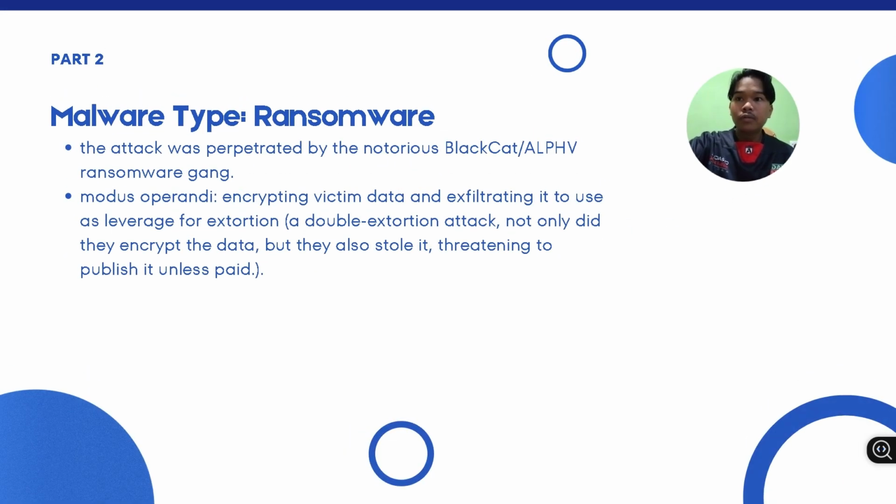The type of malware involved in this incident was ransomware, specifically from a ransomware group whose attack followed a double-extortion approach instead of only encrypting the victim's data. The attacker also stole the data first, and then used the stolen data as leverage by threatening to publish it publicly if the ransom was not paid. This significantly increased pressure on the victim because it involved both system downtime and sensitive data exposure.